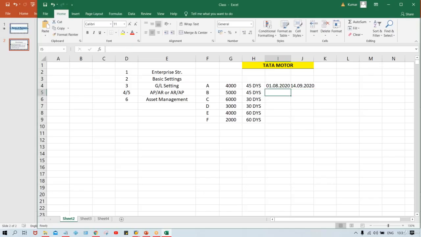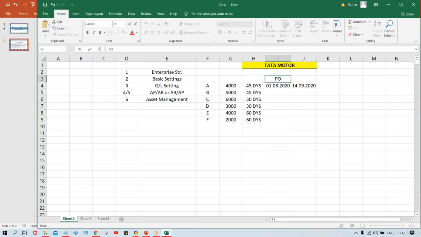Why 14th, guys? Because of 45 days. The August month has 31 days, so it is going to be due on 14th of 09. So if this is called the posting date, if the invoice is posted on this date, it is going to be due on the 14th. So this is called the due date, right?